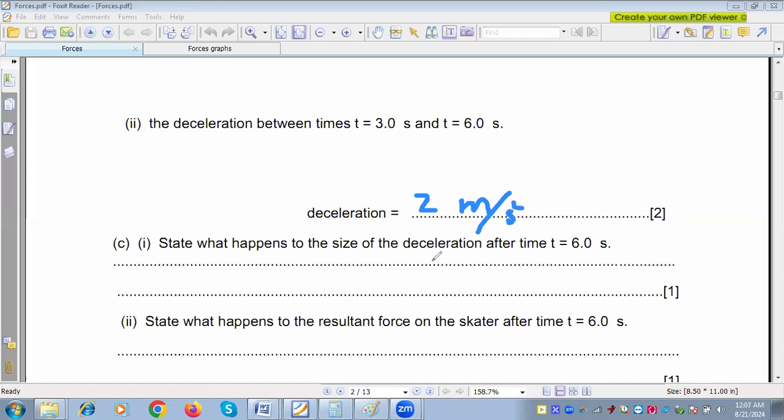Show what happens to the size of deceleration after t equals 6 seconds. The deceleration is decreasing. You have seen the graph is becoming less steep. So deceleration decreases.